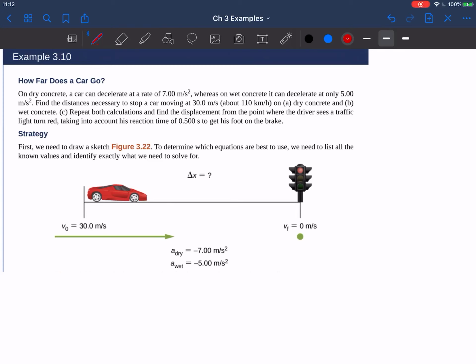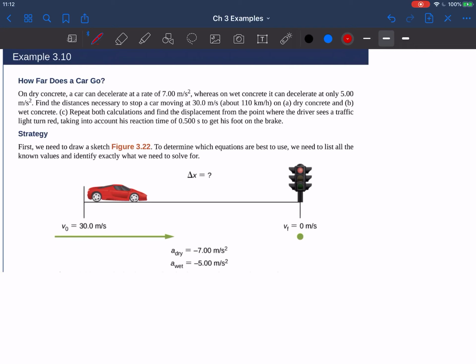Okay, so let's work on example 3.10 from the OpenStax textbook. Let's first read the problem. On dry concrete, a car can decelerate at a rate of 7 meters per second squared, whereas on wet concrete it can decelerate at only 5 meters per second squared.